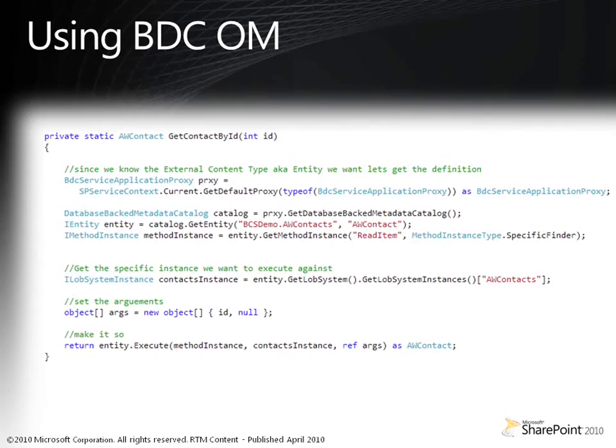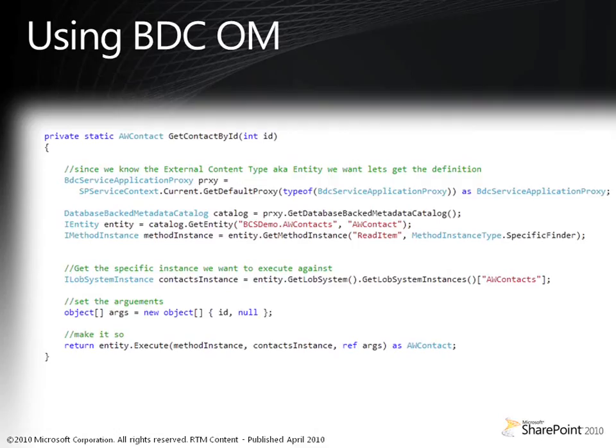Here's an example of a simple method which takes the idea of an identity and uses the BDC object model to return a type-safe object which represents the item requested. Notice how we need to instantiate a reference to the BDC service application as the first step. We then get a reference to the metadata catalog, which is used to store our entities. We then get a reference to the entity by name. The code up to this point is pretty boilerplate, and will be required in almost all cases where we want to reach into the BDC and pull back line of business data.